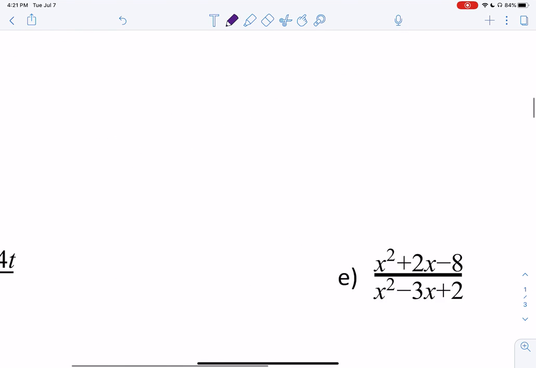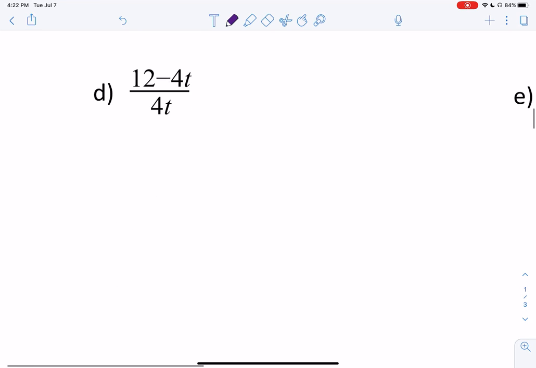Next example. We have 12 minus 4t all over 4t. First thing that we do is we need to find our restrictions. So on the bottom, if t equals 0, it would 0 out the whole bottom.